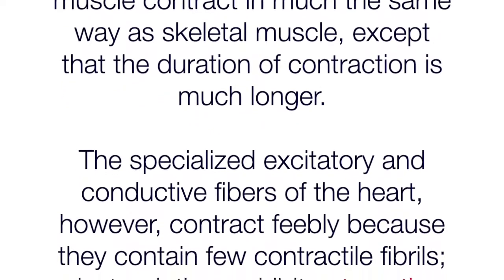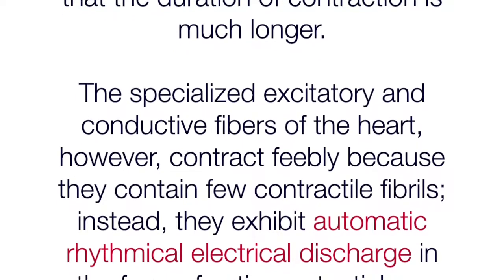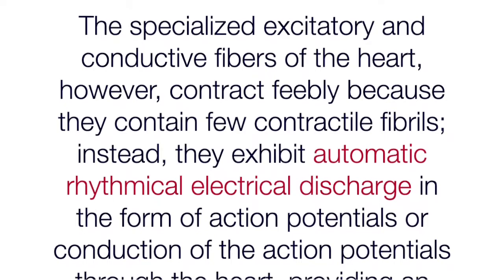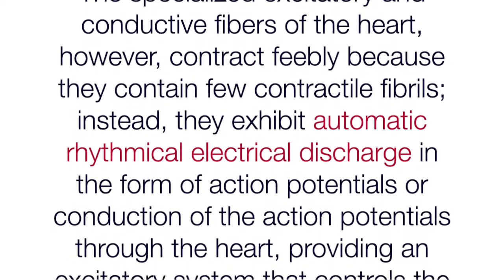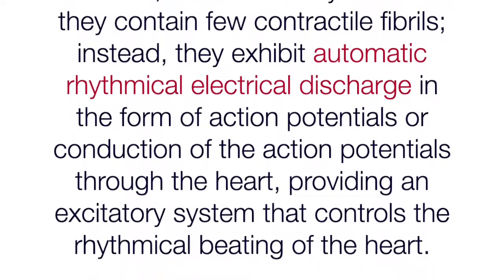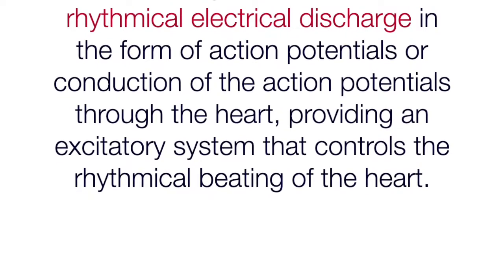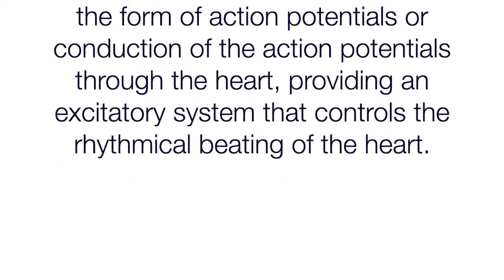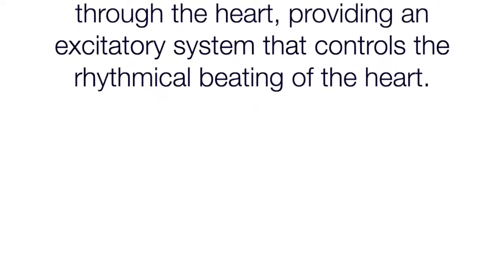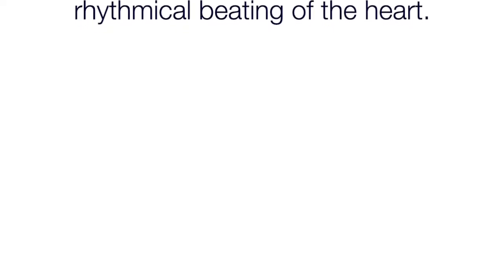The specialized excitatory and conductive fibers of the heart, however, contract feebly because they contain few contractile fibrils. Instead, they exhibit automatic rhythmical electrical discharge in the form of action potentials, or conduction of the action potentials through the heart, providing an excitatory system that controls the rhythmical beating of the heart.